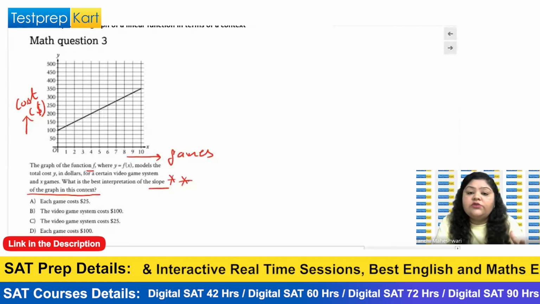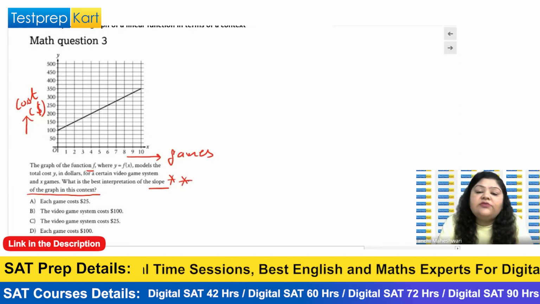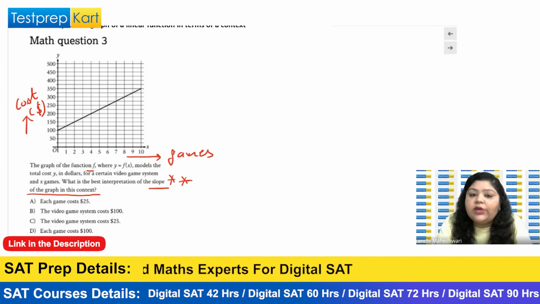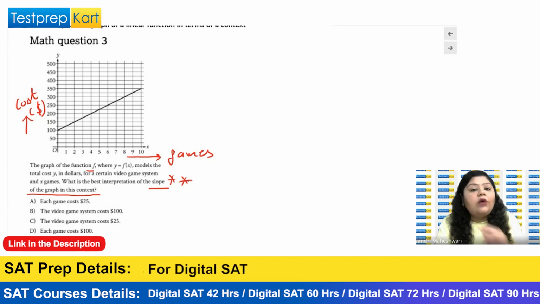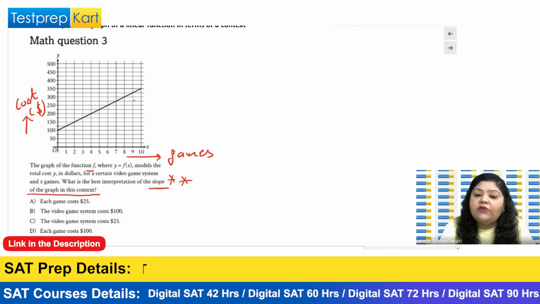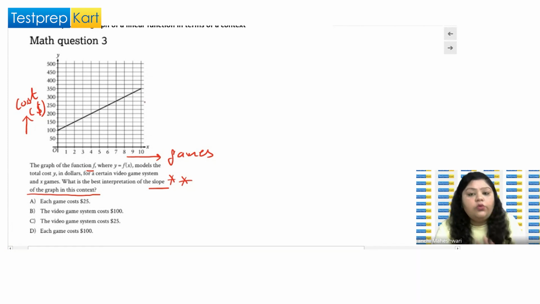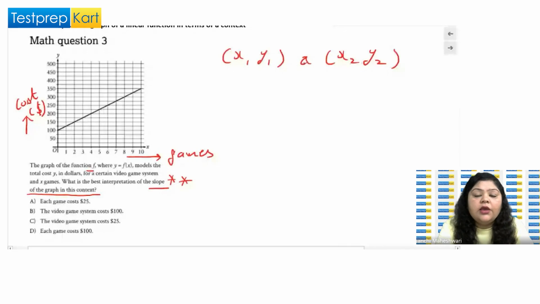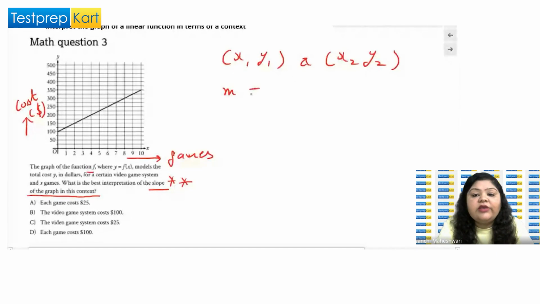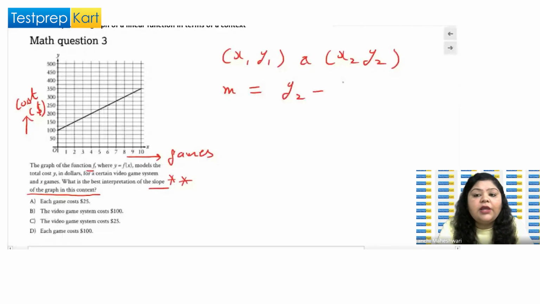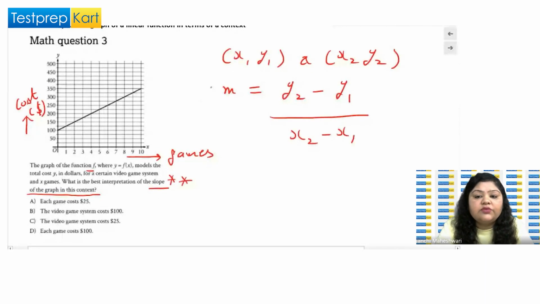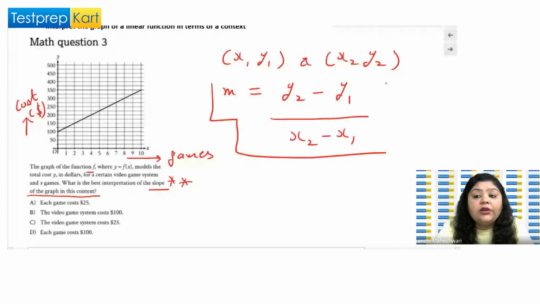First of all, for this given graph, let's find out what the slope is. Only then can we conclude anything on the slope, isn't it? So how to find the slope? Whenever the graph is given to you, always pick 2 points. Let's say my points are (x1, y1) and (x2, y2). Then the slope m can be represented by the formula (y2 minus y1) divided by (x2 minus x1). This is the formula to find out the value of slope.